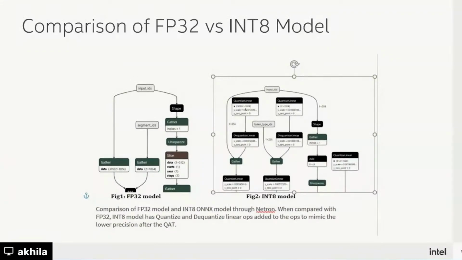So as you can see here, these are the quantized linear and dequantized linear ONNX ops that have been added for optimization purpose. These have been visualized through Netron.